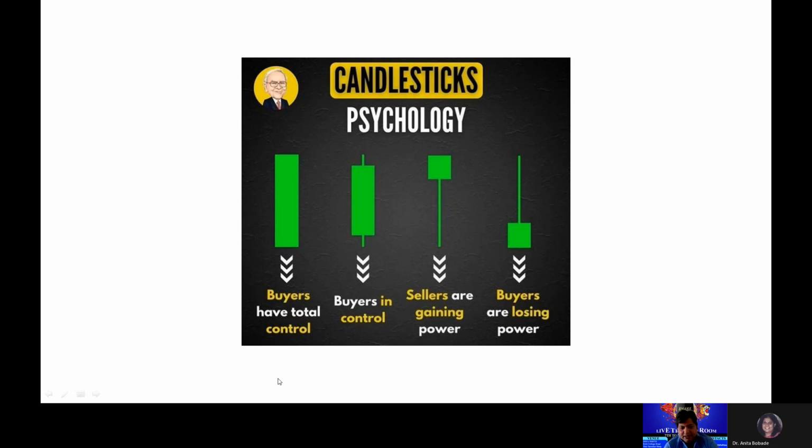Again the same psychology. In the first candle, buyers have total control. In the second one, buyers are in control. In the third one, sellers are gaining control, and in the fourth one, buyers are losing power.